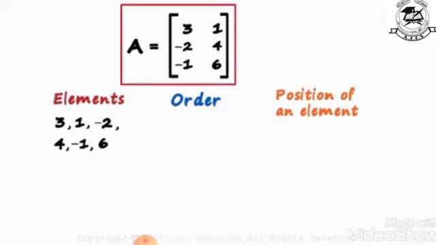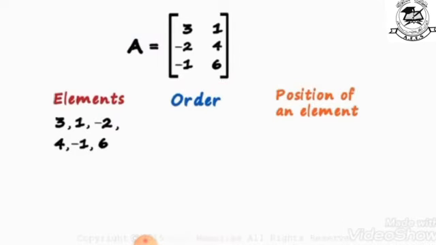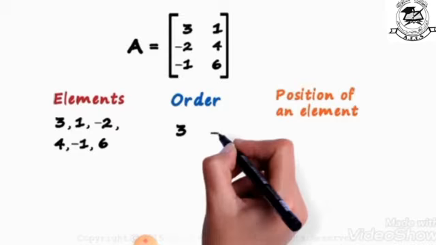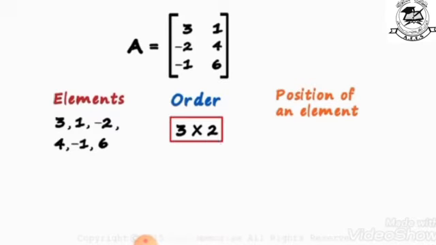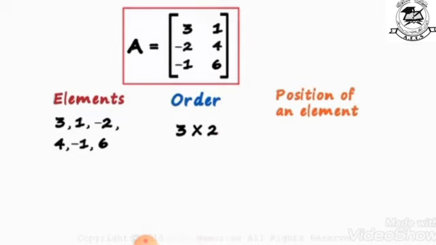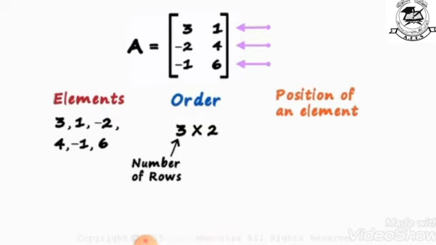Order. Here we have 3 rows and 2 columns. Then the order of this matrix is 3 by 2. 3 by 2 is the order of given matrix A. First we have to write number of rows, then number of columns.